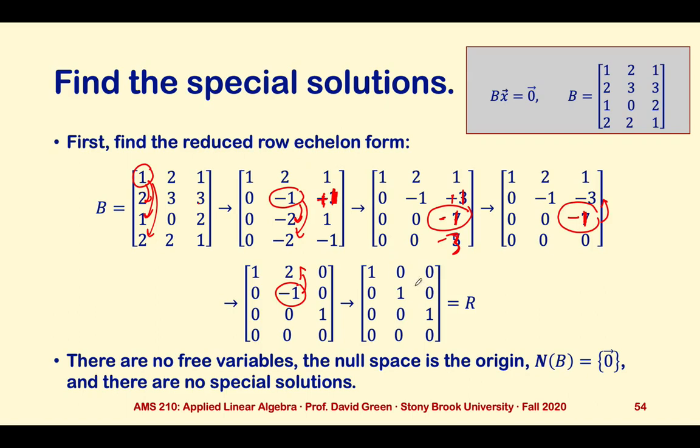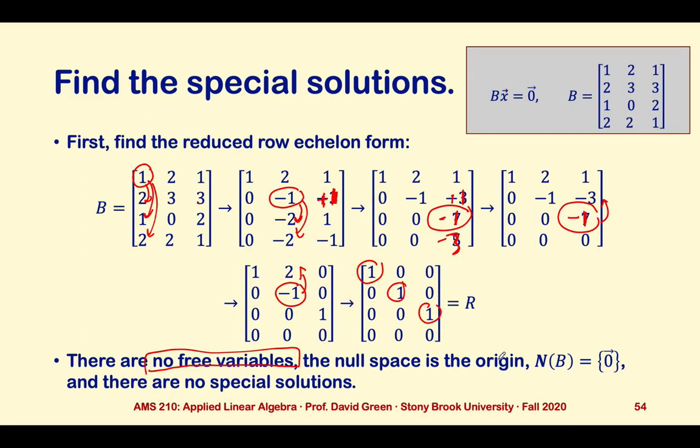The final form we get here has pivot, pivot, pivot, 3 pivots, each in a column of all zeros, and no free variables. When we have no free variables, that means the only solution to Bx equals 0 is the 0 vector. The null space is just the 0 vector, the origin. There are no special solutions because there are no free variables.